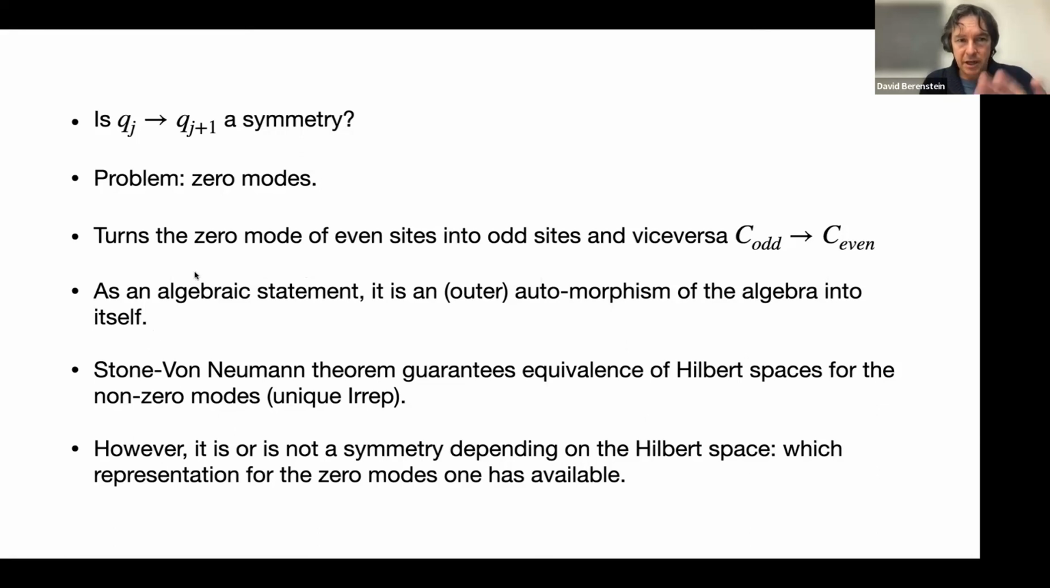So the whole issue of whether this is a symmetry or not depends on just the zero modes. The rest kind of goes along for the ride and doesn't care. It's just the zero modes. So you can concentrate everything on the zero modes, and that's where all the problems lie. Okay, everybody with me?